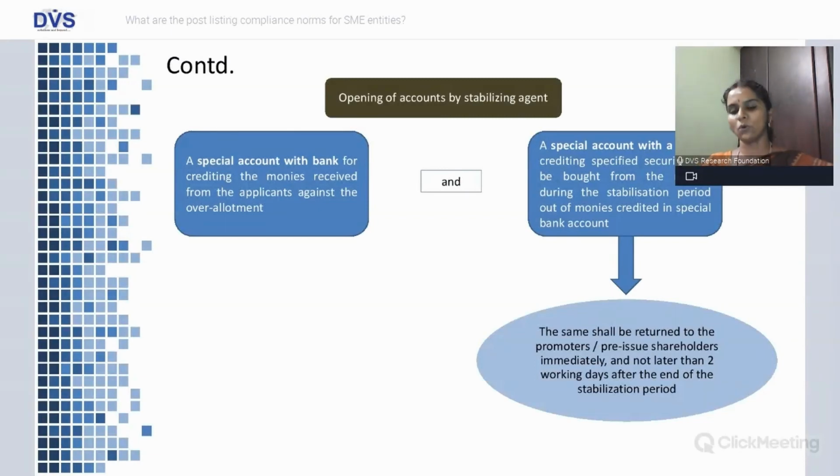Then who can borrow? As I told you, you have two categories. In case of IPO, you will be borrowing from promoters and pre-issue shareholders. And in case of FPO, from pre-issue shareholders holding more than 5% of specified securities. So there is a cutoff in your further public offer.